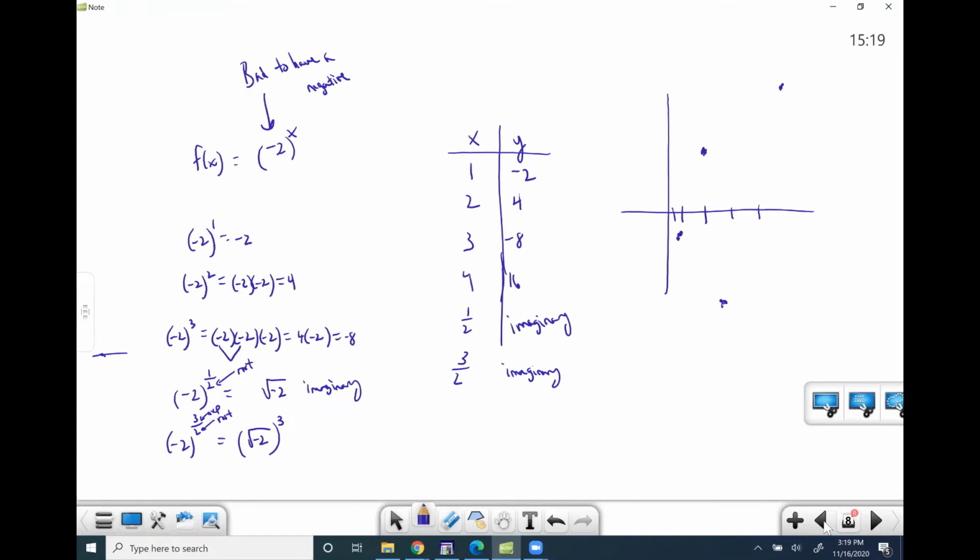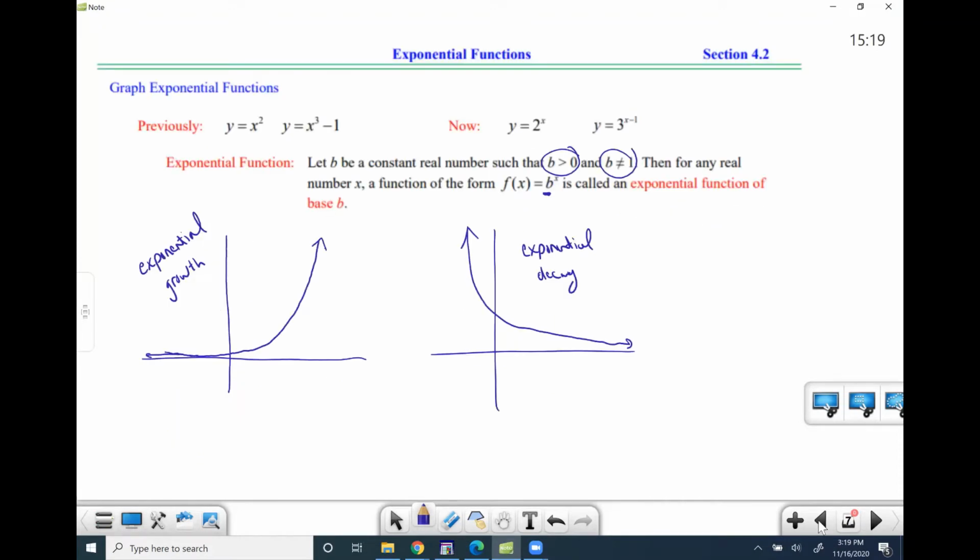So they've excluded 1 because it's boring as heck, and they've excluded negatives because then we won't even get answers out in our t-chart because we'll have imaginaries and stuff. And we won't get these pretty graphs that we want right here.